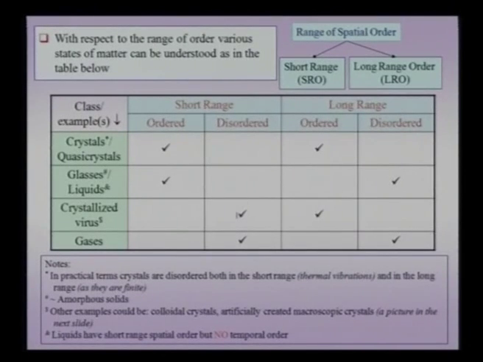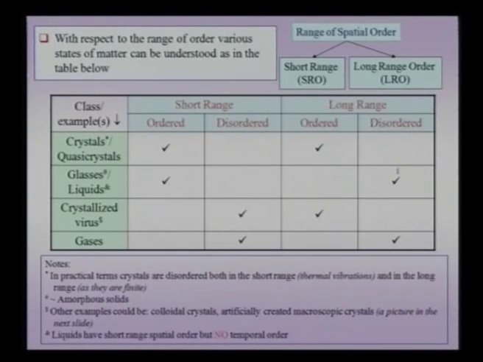They are disordered in the short range. That means within a virus entity there is no order in the real sense we are talking about here, but all these virus entities could be ordered into a long range crystal. Then glasses and liquids: liquids have short range spatial order but no temporal order. So I am talking about a snapshot picture of a liquid, which can be compared in some sense to a glass, where you have short range order but no long range order.